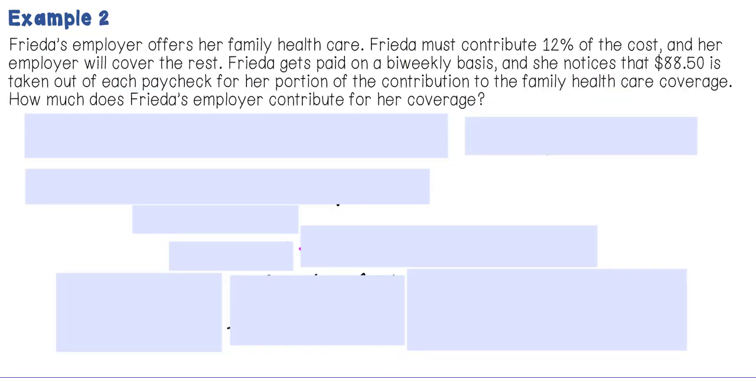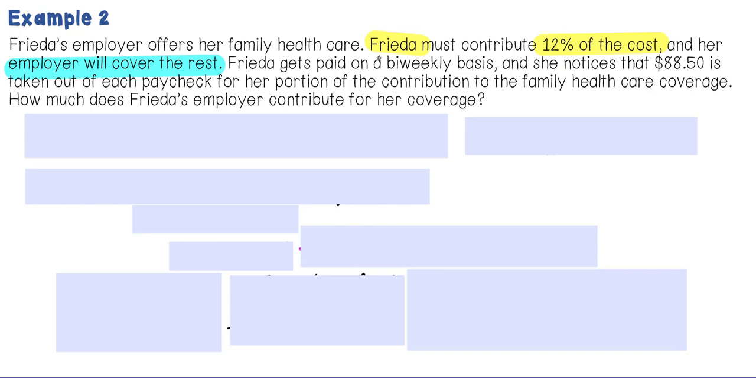In the second example, we're going to talk about health care. In most healthcare systems, employees pay part of the cost of the healthcare benefits, and employers pay the other part. So Frida's employer offers her family health care. Frida must contribute 12% of the cost, and her employer will cover the rest.